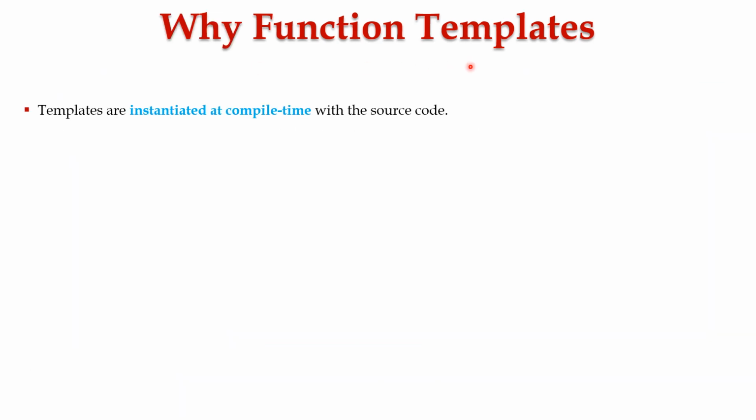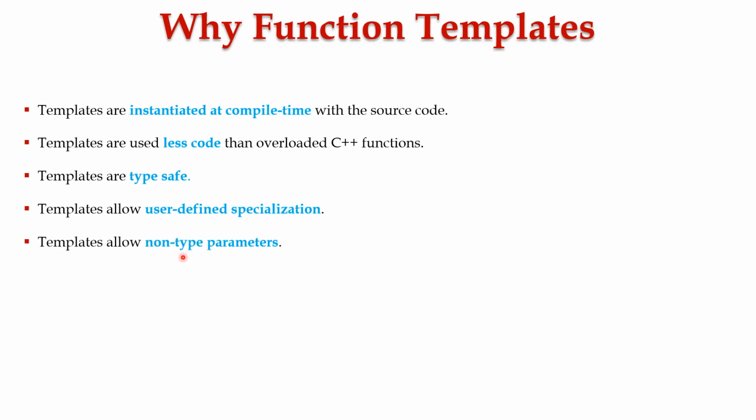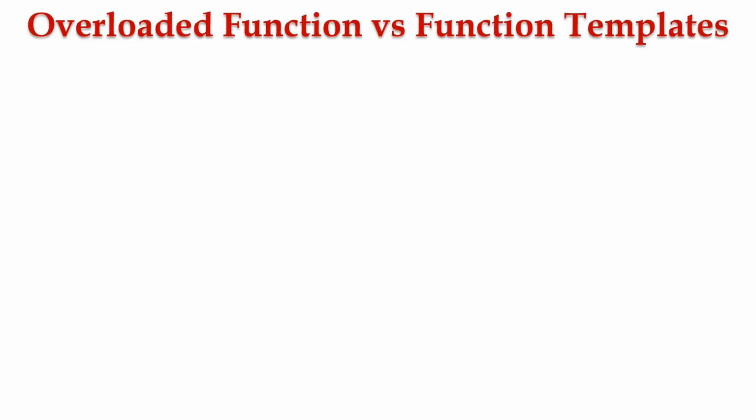Why are function templates very important? The templates are instantiated at compile time with the source code, so it is important. Templates use less code than overloaded C++ functions. Then templates are type safe, that is, even if you are using multiple types of data to perform the same function, it is type safe. Templates allow user-defined specializations. Templates allow non-type parameters.